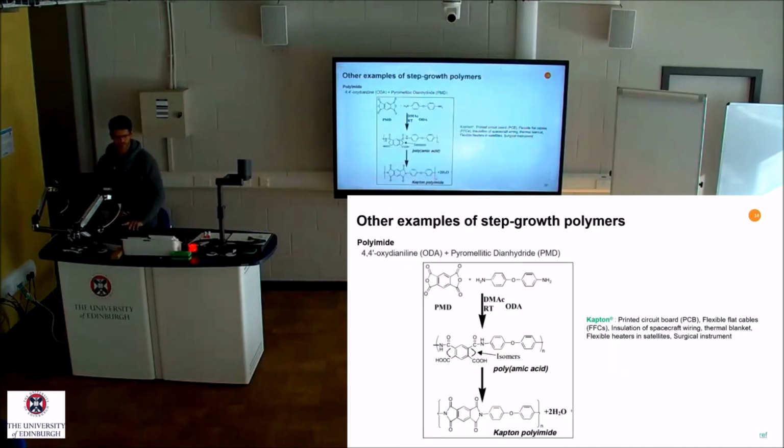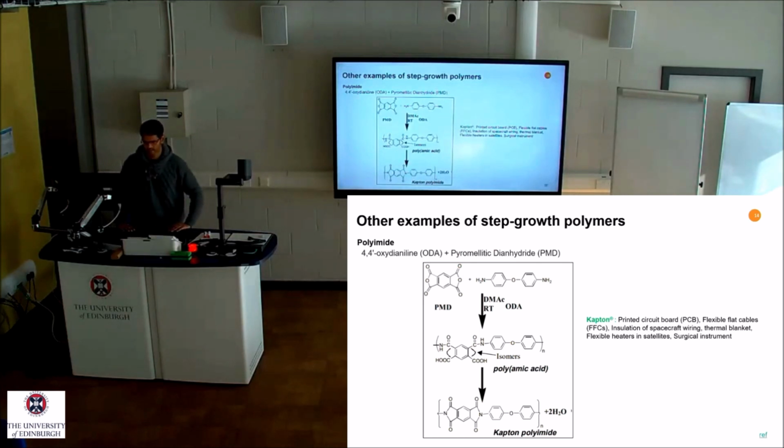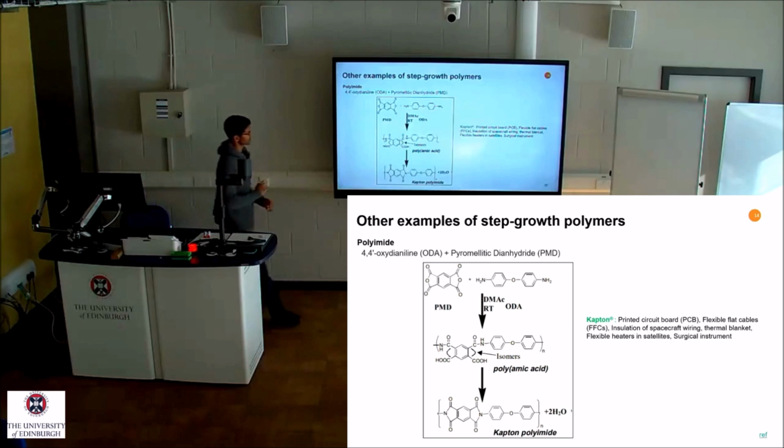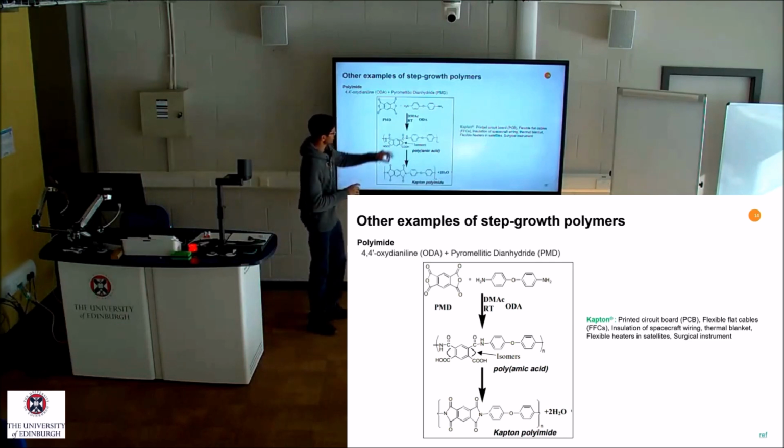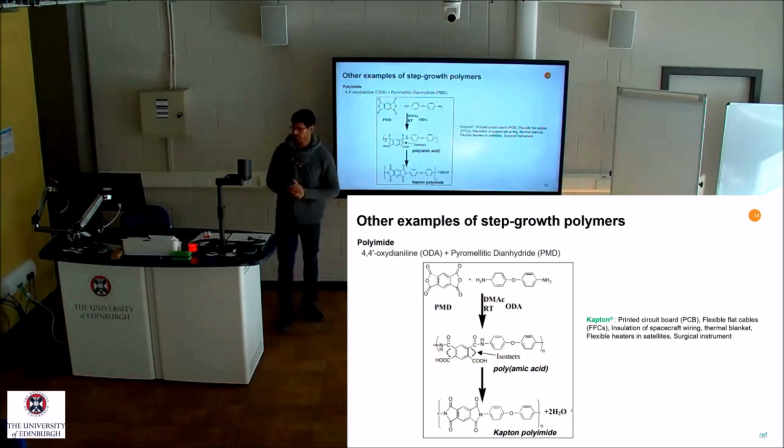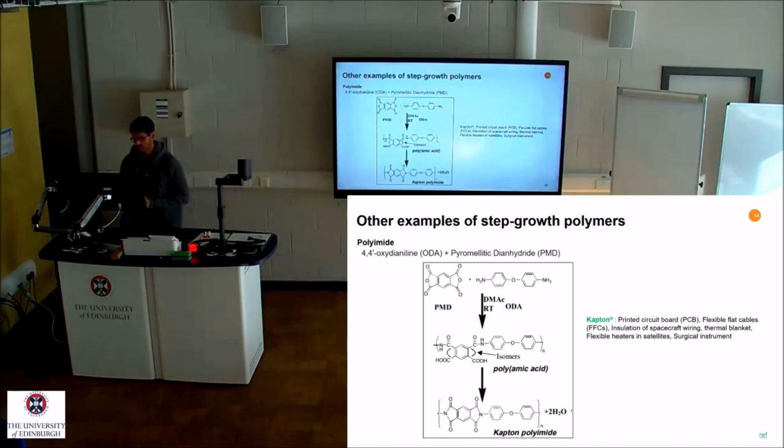Here is one of the examples, the polyimide. You just have to understand the main functional groups. Again, it's a diamine and a dianhydride, and you are creating another industrial polymer called Kapton. Of course, it has really different applications. Usually it is used for PCB boards, even FFC boards, insulation of spacecraft wiring, or thermal blankets. These are the applications you have to remember.